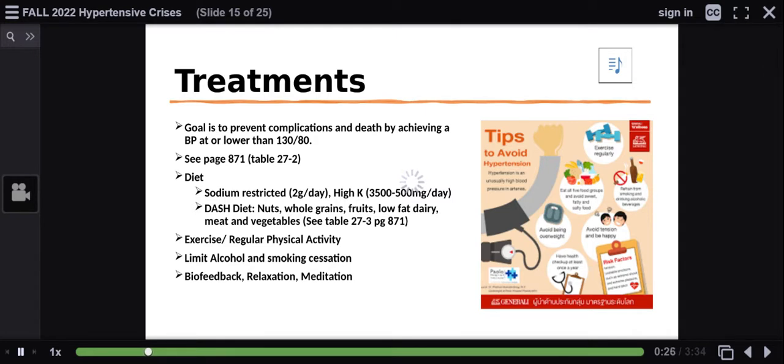A patient without a prior diagnosis of hypertension with an elevated blood pressure, meaning systolic blood pressure of 120 to 129 and diastolic less than 80, should be advised to follow up with additional blood pressure readings within 3 to 6 months.